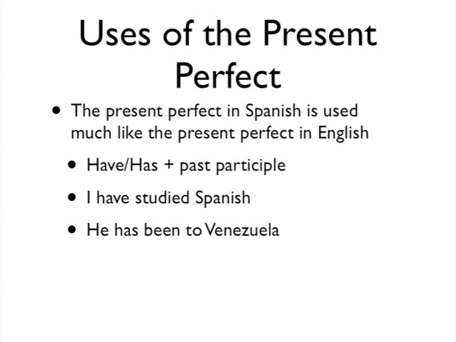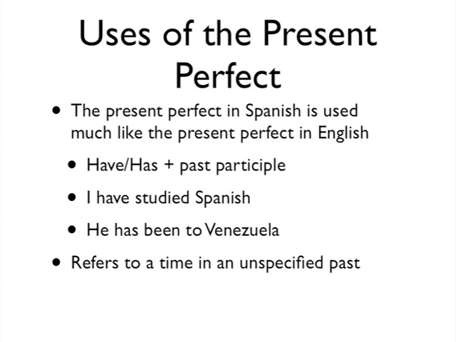In English, we only have 2 conjugations of the verb have or has, which makes it pretty easy for us. Then we also have the past participle, which usually in English has an ed, but as you can see in the second example, not always. The present perfect refers to a time in an unspecified past. For example, he has been to Venezuela. We know that he has been to Venezuela in the past, but the time frame is unspecified. We don't know when he went, if it was recent or a long time ago. We just know that it happened at some point in the past. This is the truth in Spanish as well as in English.